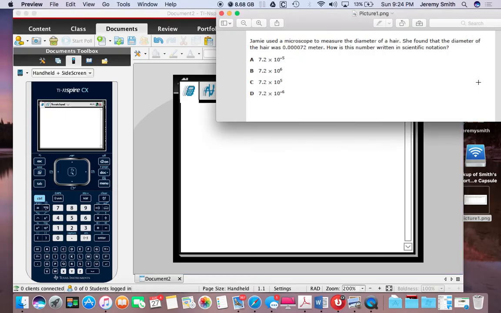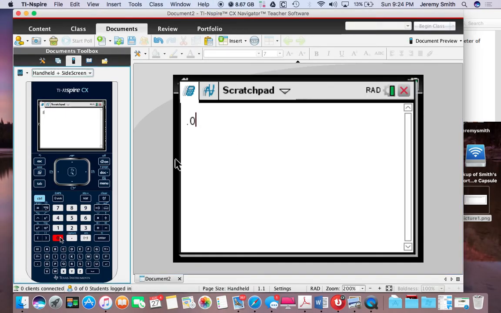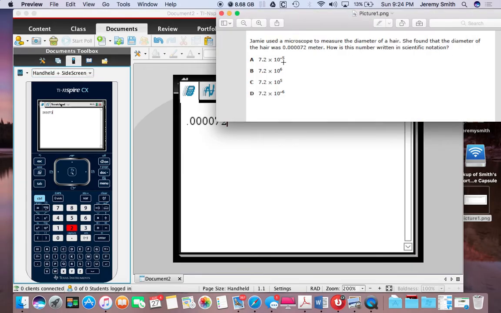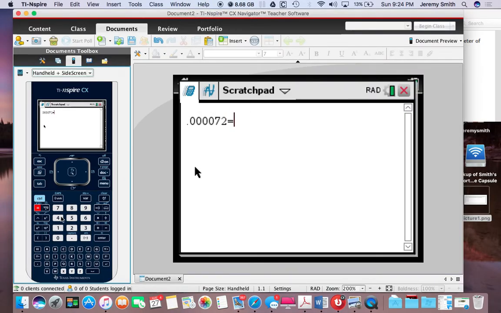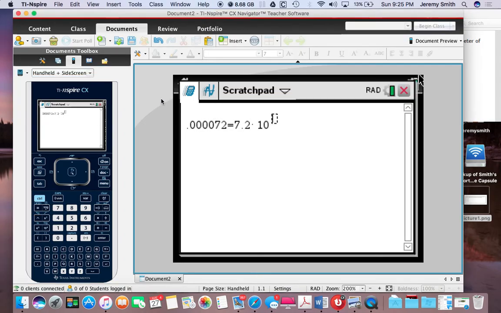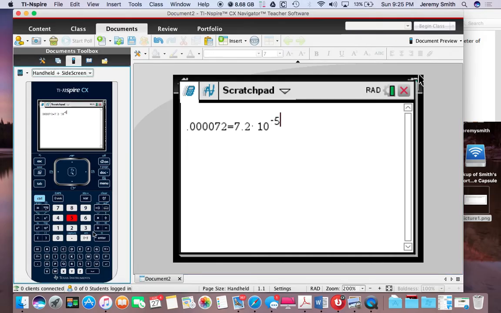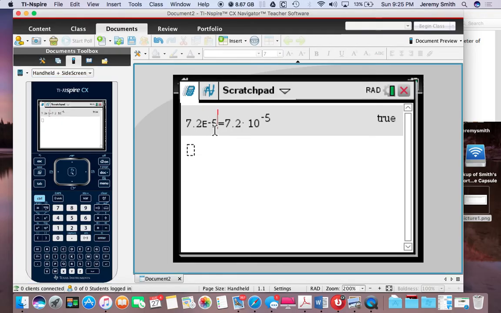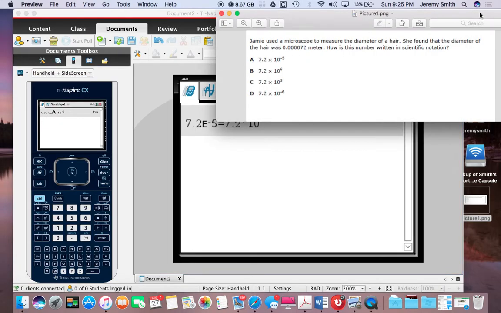So going back here, I'm going to put this number in here, and that's 0.000072. And I want to see is it equivalent to that very first one. All right. So let's see is it equivalent. So I'm going to press equal, 7.2 times 10, and I'm going to press this button right here to get that power. And I'm going to press -5. And it tells me that it is true. All right. So whenever it tells me it is true, I know that's my answer right there.